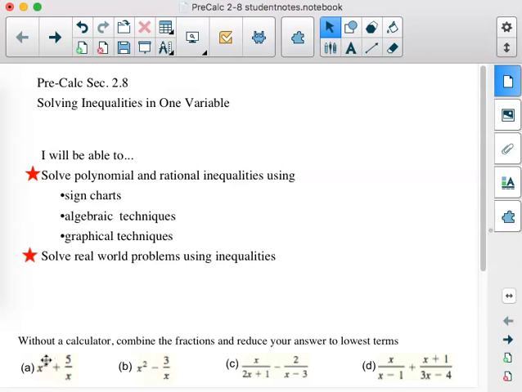All right, so section 2.8 is the last section of chapter 2 that'll be on our next test. And we are solving inequalities in one variable. And we're going to be able to solve polynomial and rational inequalities using something brand new to us called sign charts that are very helpful when you want to know what a graph looks like.